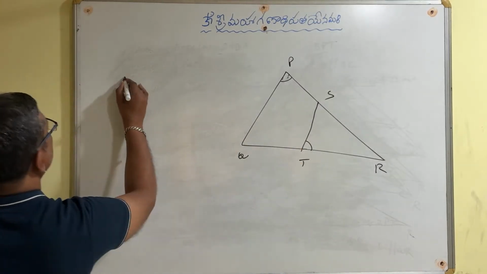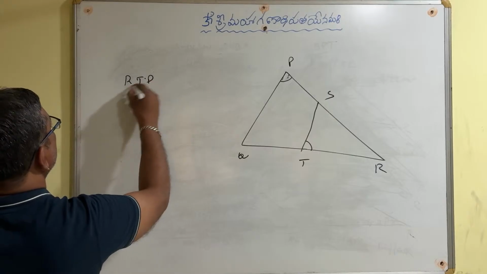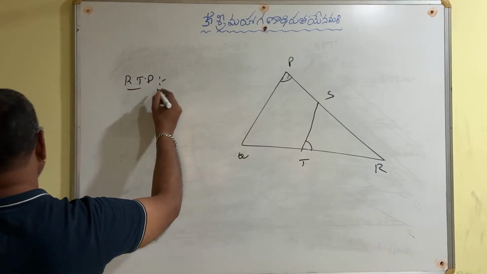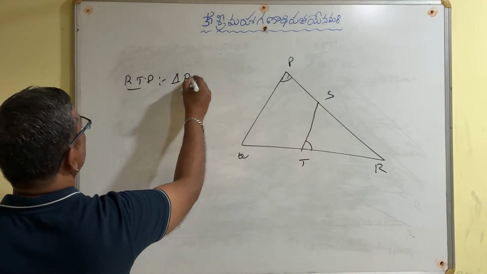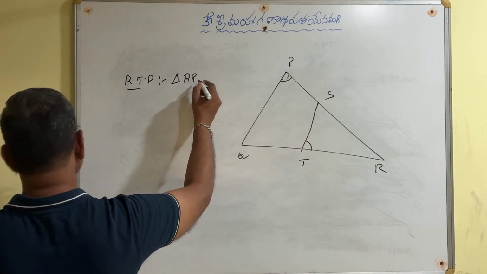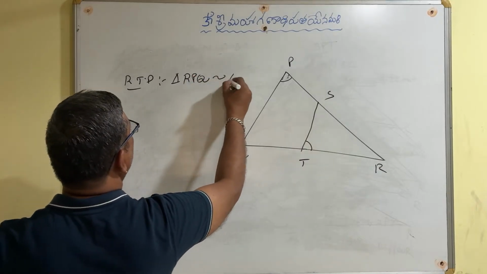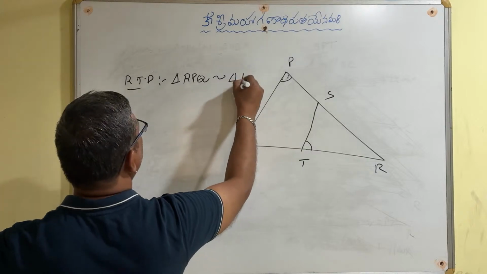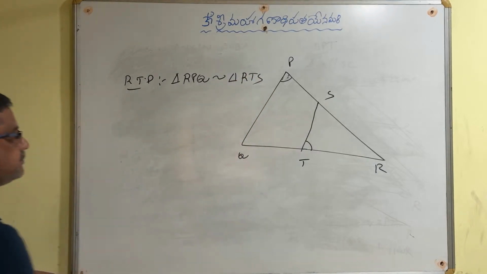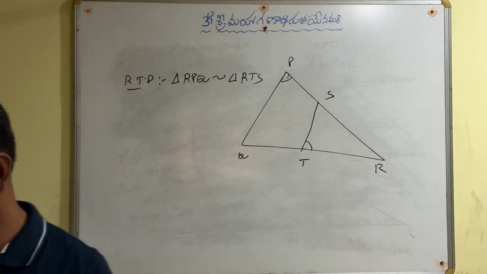Show that triangle RPQ is similar to triangle RTS.